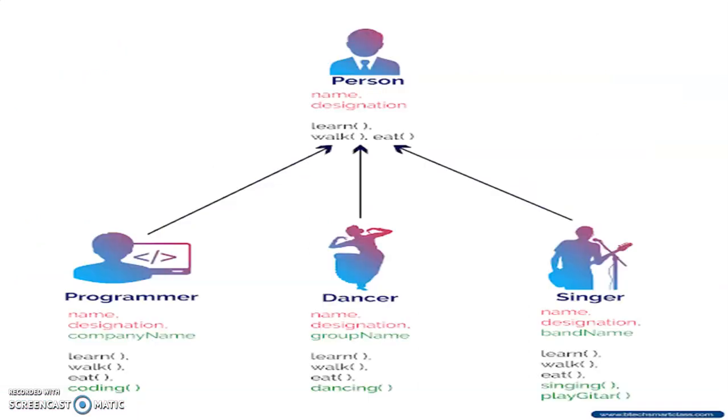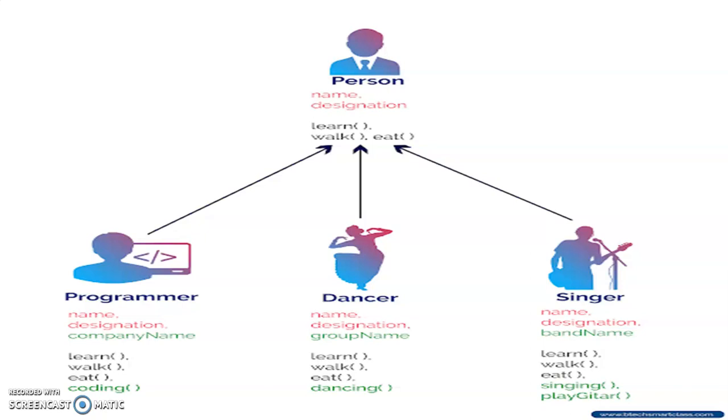For example, if there is a person, Person is a class. In that class there are some data members, fields, properties or attributes, named name and designation. The class is Person and the data members are name and designation. The behaviors or methods of the person are learn, walk, eat. These are the basic behaviors present in the Person class, right?